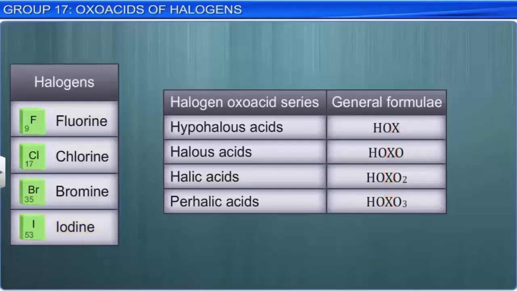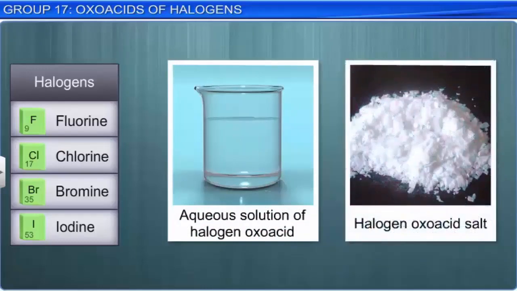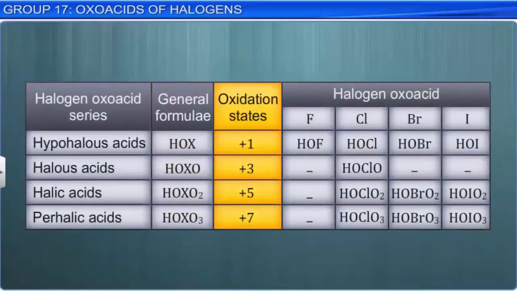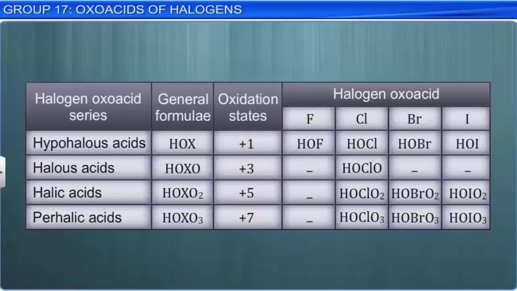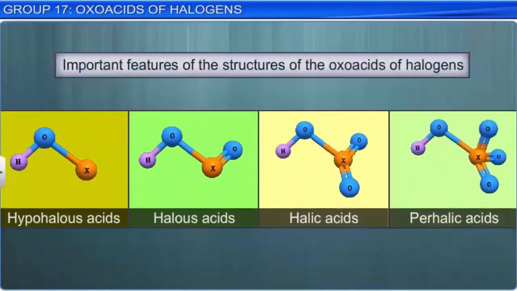Most oxo acids of halogens cannot be isolated in pure state. They are stable in their aqueous solutions or in the form of their salts. The table here lists the formulae and oxidation states of the 4 series of oxo acids of each halogen. Note the oxidation state of the central atom, fluorine, chlorine, bromine, and iodine in each oxo acid. Examine the structures of the oxo acids given here. Let us now discuss some important features of the structures of the oxo acids of halogens.